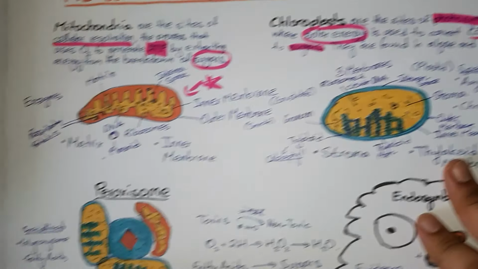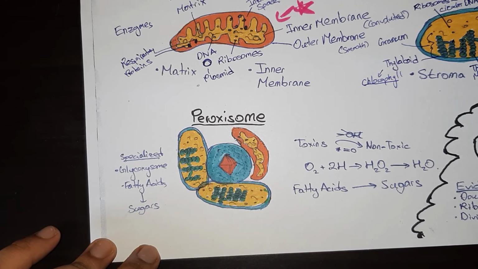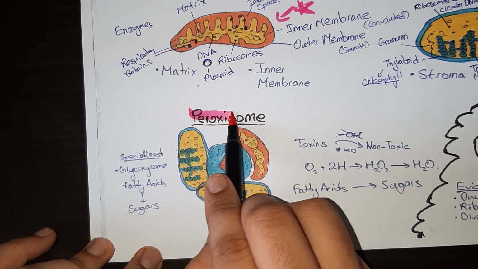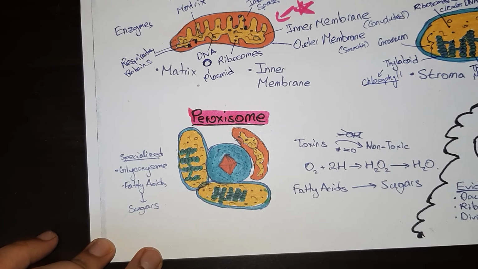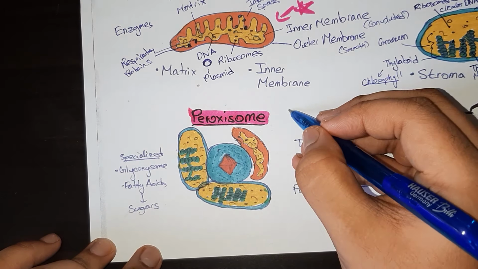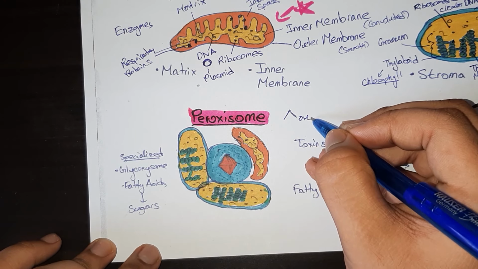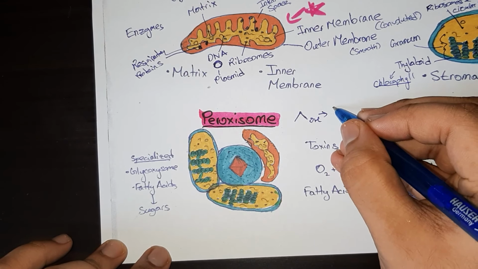Okay, now we will move on to the peroxisome. So you may not have heard of the peroxisome, but it is actually a very important structure, especially for alcoholics. Because when alcoholics take a lot of alcohol, it is actually toxic. This is ethanol. You need to detoxify it. So it will actually become this.